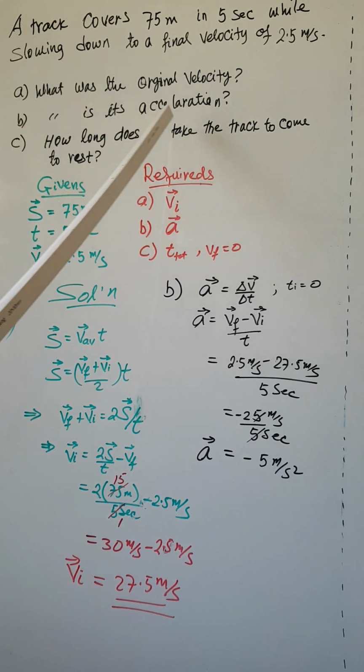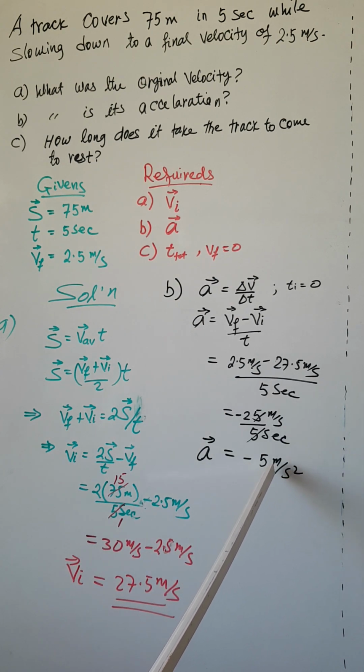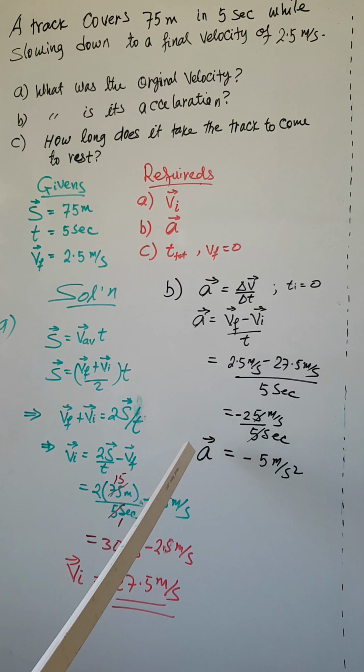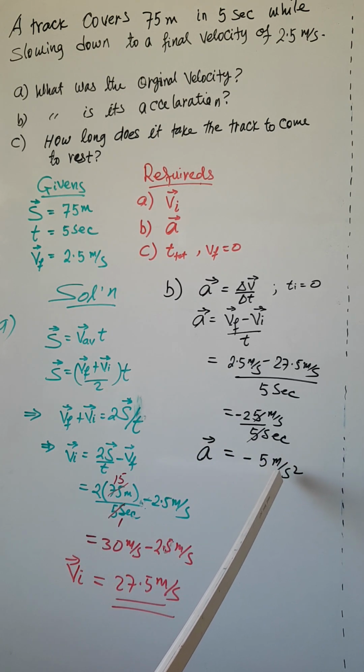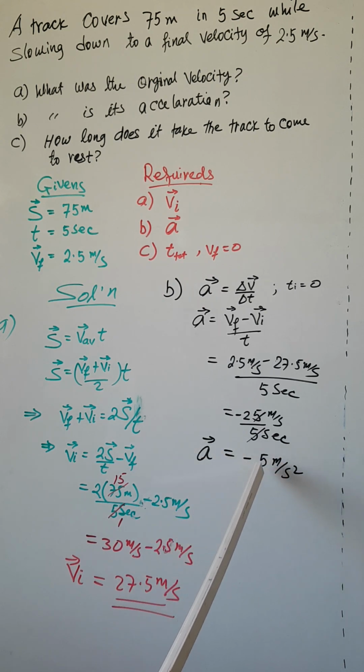So, if you are asked to find the acceleration, you should put negative 5 meters per second squared. This means that in this motion there is deceleration, a decrease in the velocity of the motion. If you are supposed to write it in other words, you have to write deceleration is equal to 5 meters per second squared. Deceleration is the negative of acceleration.